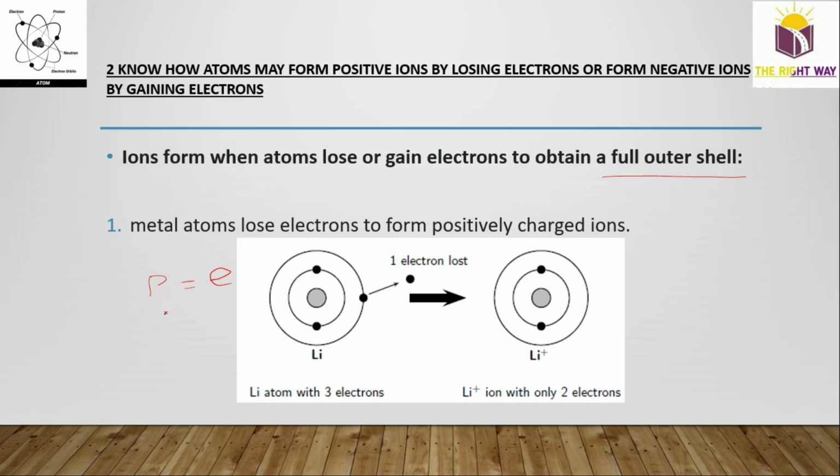Like we have 3 protons and 3 electrons. 1 electron goes, so we now have 3 protons and 2 electrons. So we have 1 extra positive charge. That's why we call it a positively charged ion. If it loses 1 electron, it is 1 positive. If it loses 2 electrons, it becomes 2 positive.